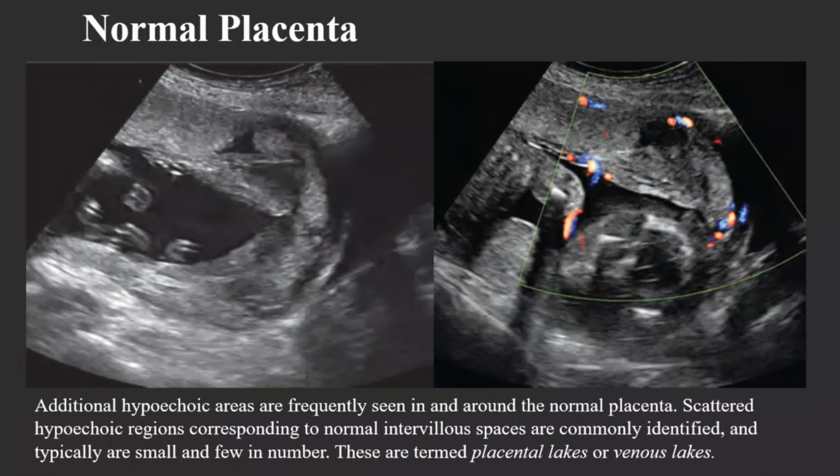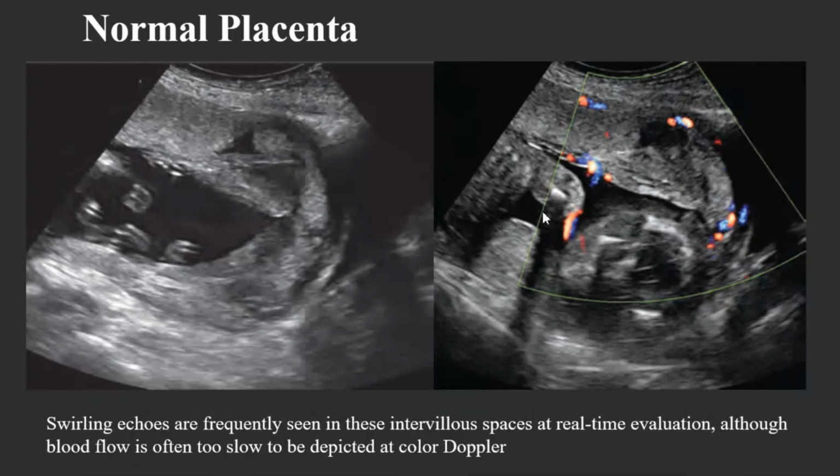Additional hypoechoic areas are frequently seen in and around the normal placenta, scattered as hypoechoic regions corresponding to the normal intervillous spaces. They are commonly identified, typically small and few in number, and are termed placental lakes or venous lakes. Sometimes swirling echoes are frequently visualized in these intervillous spaces at real-time evaluation, although the blood flow is often too slow to be depicted at color Doppler.